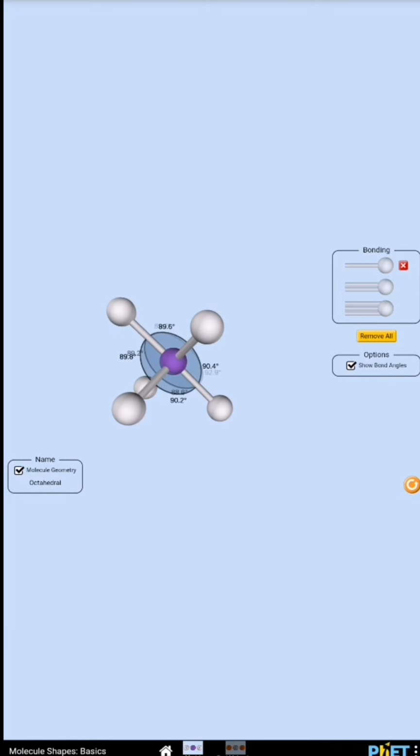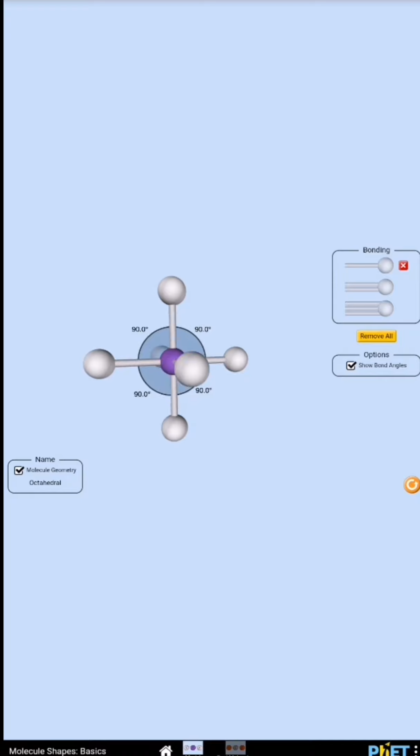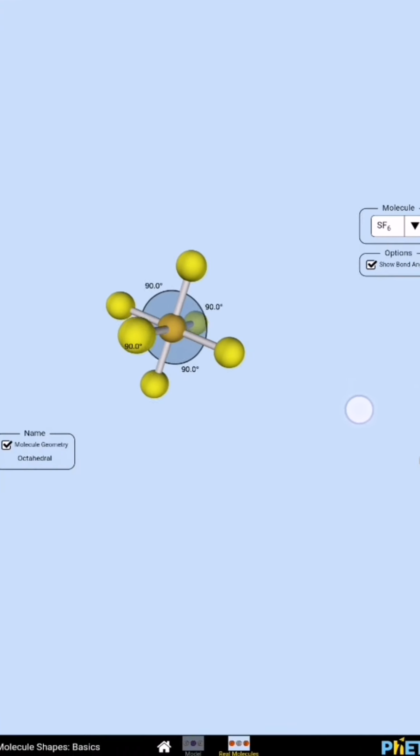At the end step, it has 6 bonds and all of the angles are 90 degrees and the name is octahedral. The example is sulfur hexafluoride.